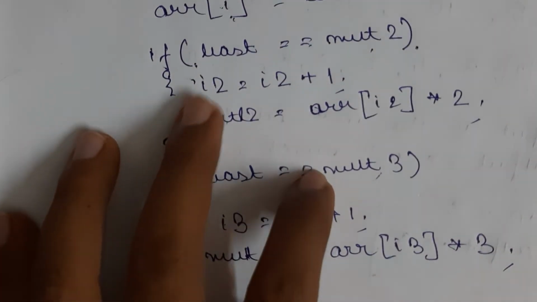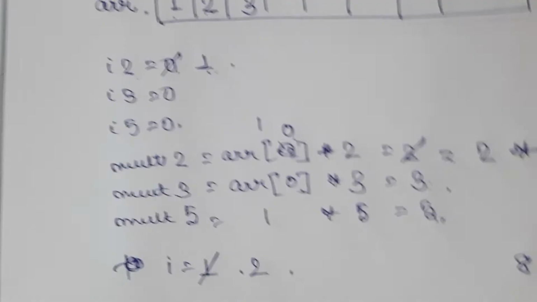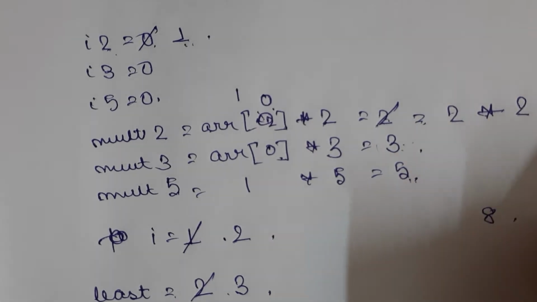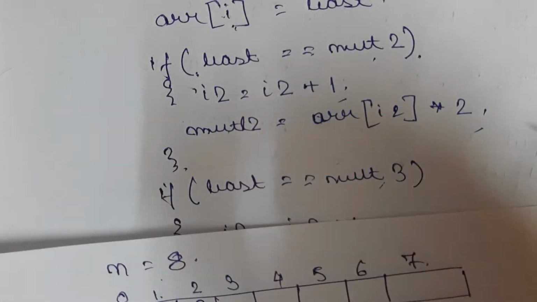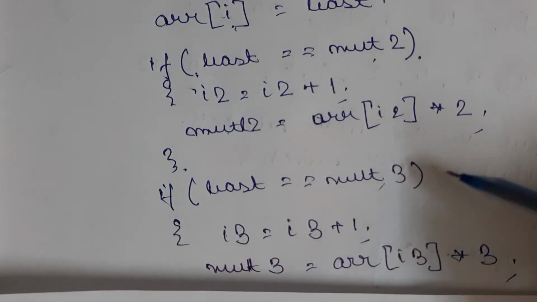Now it will check if the least value is equal to mult of 2. The least value is 3 and mult of 2 is 4? No, it does not satisfy this condition. Now it will come to the second.